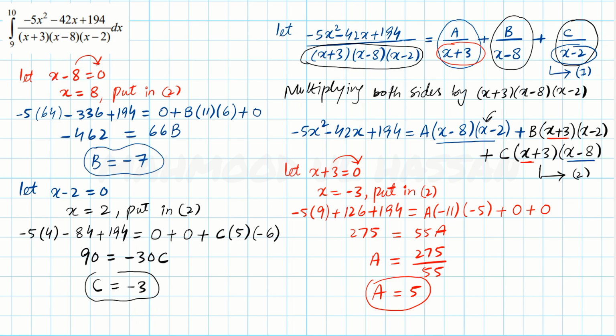Okay, so this is the value of c. Now we are going to put all these values of a, b and c in equation number 1. So equation 1 would become 5 divided by x plus 3, and the value of b, that is negative 7, so that is negative 7 over x minus 8, and the value of c is negative 3, so we have to put negative 3 here. So this is basically the partial fraction of this fraction. We just split this fraction into a sum of 3 fractions. Got it? Now we move to the integral here, so let me erase this one.